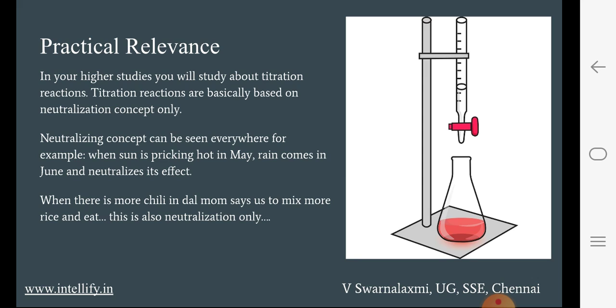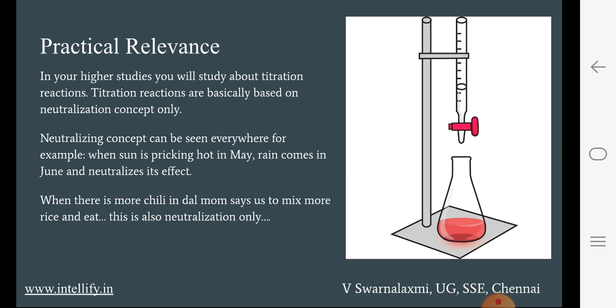Now coming on to the practical relevance of these neutralization things that we have been speaking about. When you go to higher classes and study chemistry in more detail, you will be studying titration reactions, pH value determination reactions, and all these things will involve this neutralization effect. You will also be studying heat of enthalpy, heat of neutralization, and all sort of things. During that time, you will be recalling the same concept that you are studying right now in your class 7th.